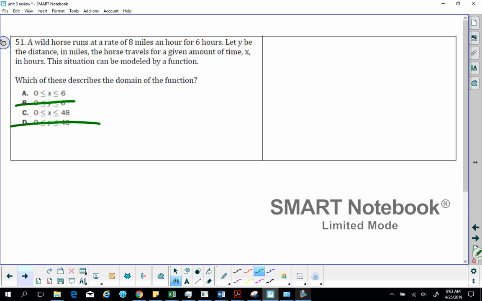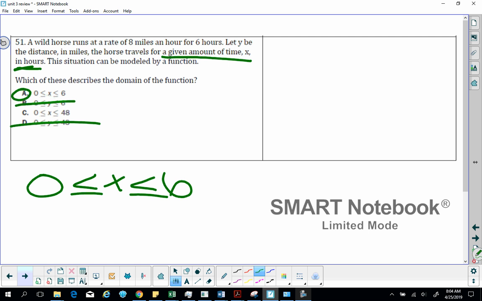Then I see, okay, what does X mean? It tells me X is the amount of time in hours. So if they're talking about this horse, and they're saying the horse runs at a rate of 8 miles per hour, and it runs a total of 6 hours, what's the smallest amount of hours, because that's what it tells me X is. What's the smallest amount of hours this horse runs? So what's the smallest amount if the horse didn't even start? 0. How many hours is this horse running for?